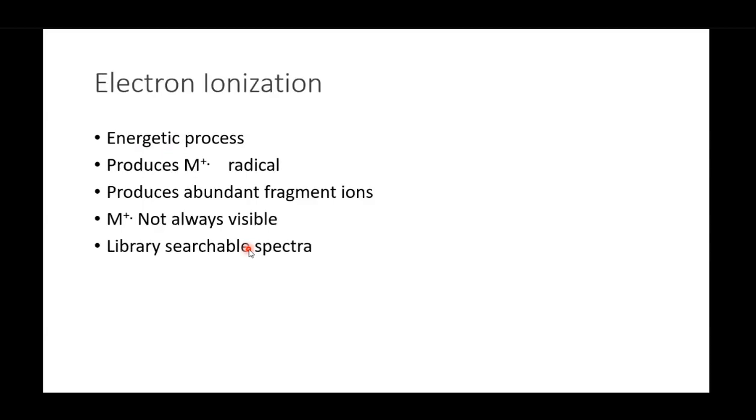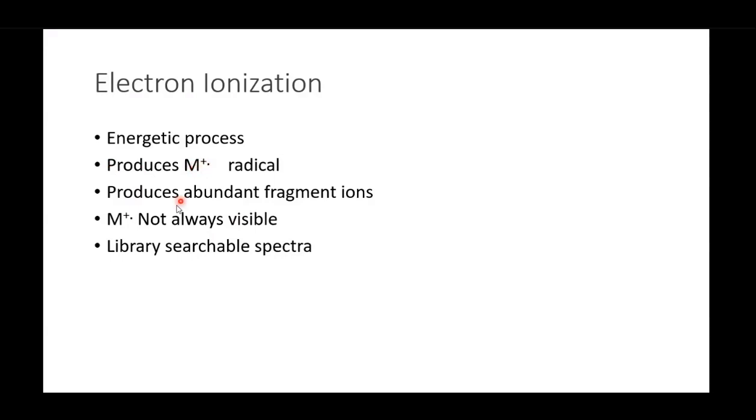Electron ionization is a highly energetic process. We bombard the molecule with electrons of 70 electron volt energy, which is about 1600 kilocalories, and that's quite high. Because of that, you get a lot of fragment ions, and you may get a molecular ion, and sometimes you may not get a molecular ion. That means the molecule is fragile. If the molecule is strong enough, you may get a molecular ion. The molecular ion gives you the molecular weight.